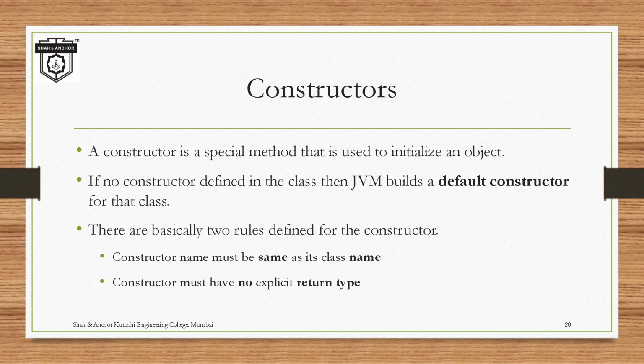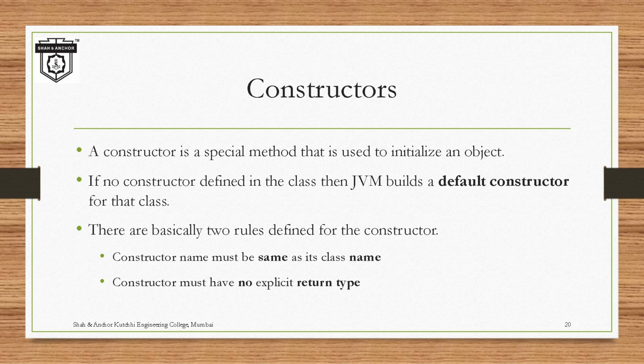So what is a constructor? Basically, a constructor is a special type of method used to initialize the object. If no constructor is defined, we still have a default constructor present in the JVM. There are two types of constructors: default constructor and parameterized constructor.